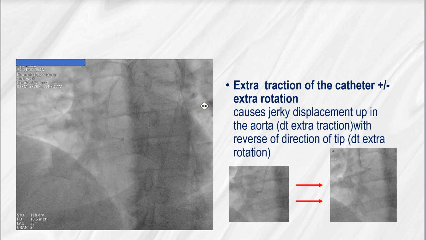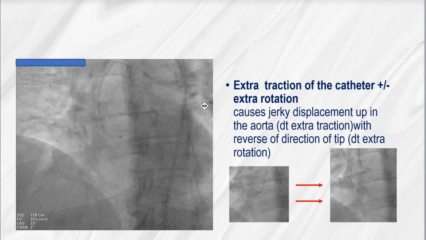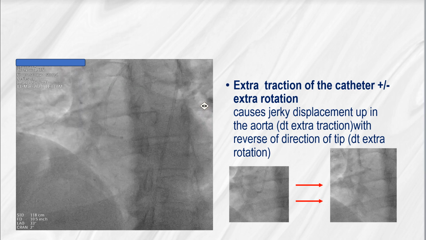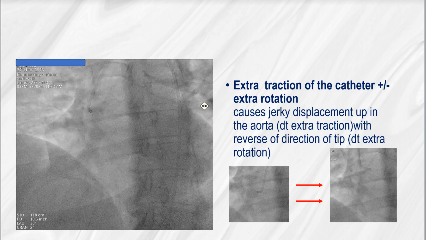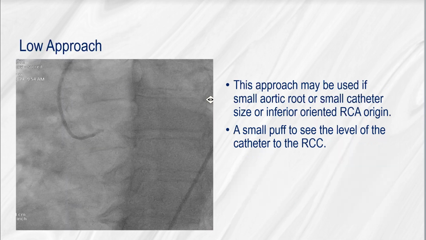Extra traction of the catheter plus or minus extra rotation causes jerky displacement up in the aorta due to extra traction, with reversal of direction of the tip due to extra rotation.